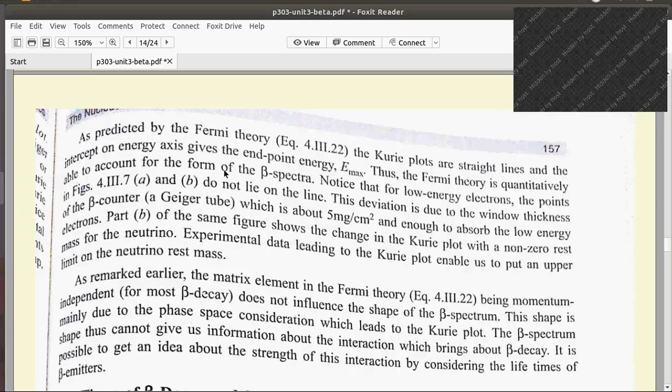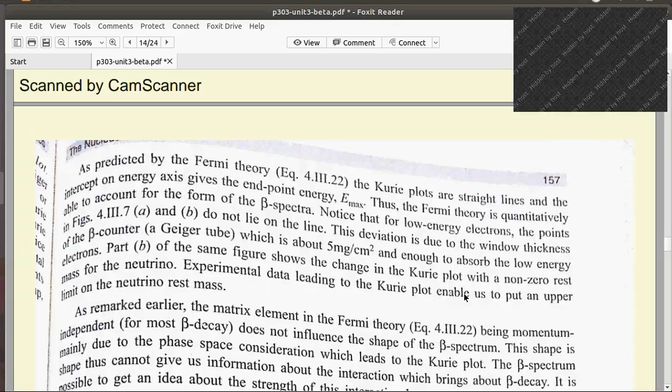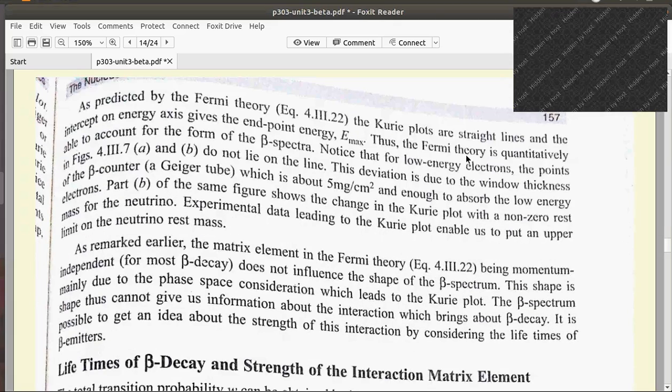As predicted by the Fermi theory, the Curie plots are straight lines and the intercept on the energy axis gives the endpoint energy Emax. So this intercept will give you the endpoint energy of the electron for beta decay. Thus Fermi theory is quantitatively able to account for the form of beta spectra.